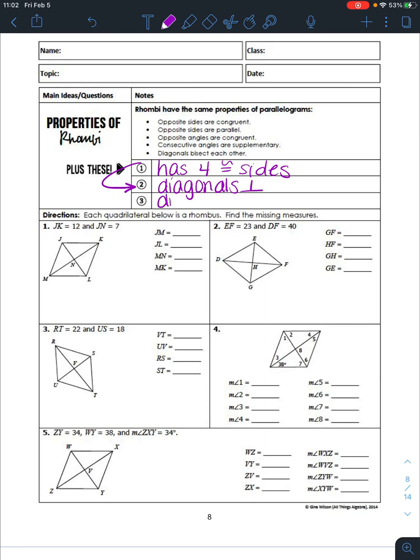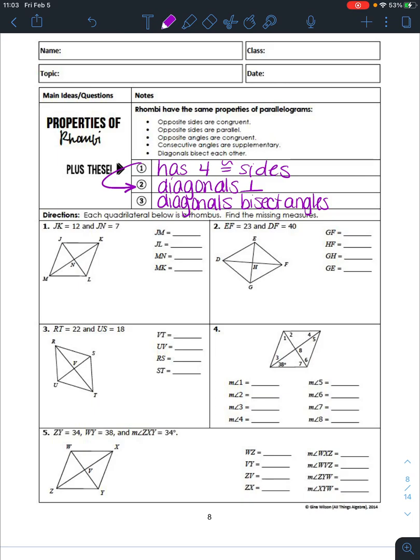The other thing that happens is that the diagonals, not only do they bisect each other, but now they bisect the angles. Okay, so those are 3 new properties that we're going to add to a parallelogram that has 4 congruent sides, which is what a rhombus is. It has 4 congruent sides, and because of those, your diagonals are perpendicular, they bisect each other, and your diagonals bisect your angles.